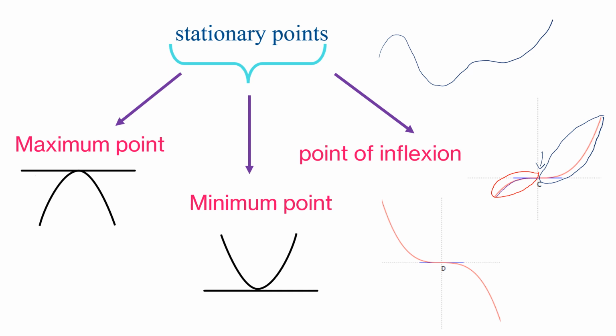So it's our job next to determine all the stationary points when we let dy/dx equal to 0. For all the stationary points that we have got, what are their nature? Are they a maximum point, a minimum point, or a point of inflection? So in the next slide, we will learn how to determine the nature of all these stationary points that we have found.